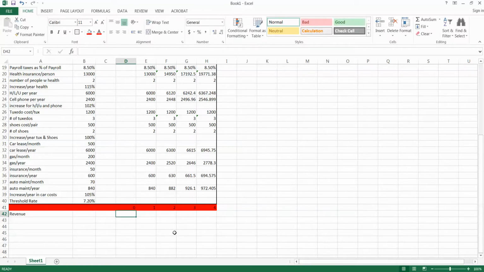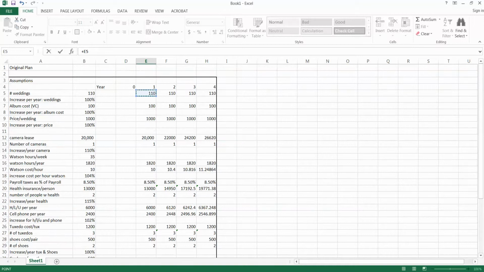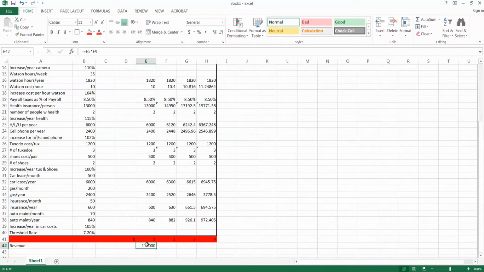So our revenue in year 1 is equal to, there's no revenue in year 0. Revenue in year 1, we're going to go right up and do our number of weddings times our price per wedding. And see how it highlights both of those? We hit enter and it takes us right on down. And we can copy that across.